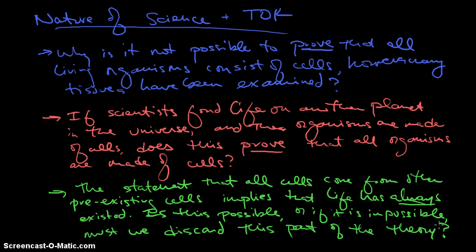In essence, all cells come from other cells implies that there's always some previous cell. So where does that first cell come from? Well, if we keep going back, it implies that there's always a cell. That's not part of the question. But does that mean that we must discard this part of the theory?